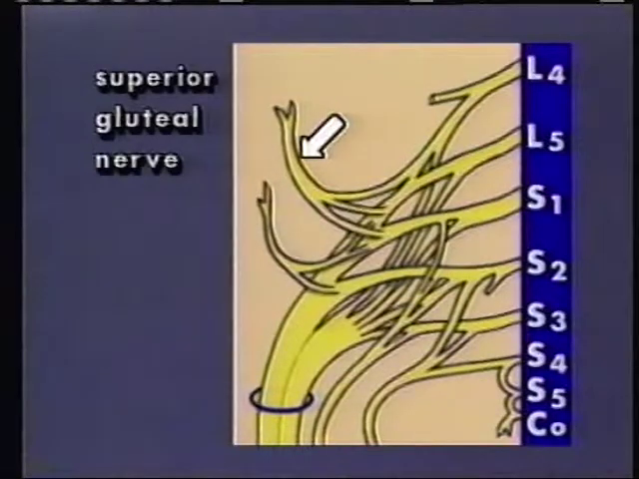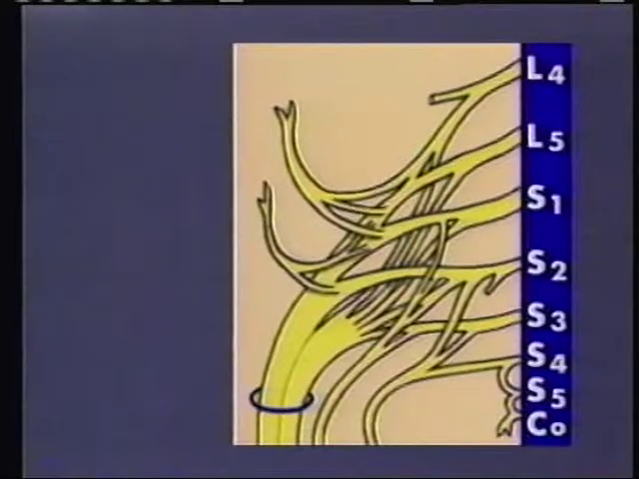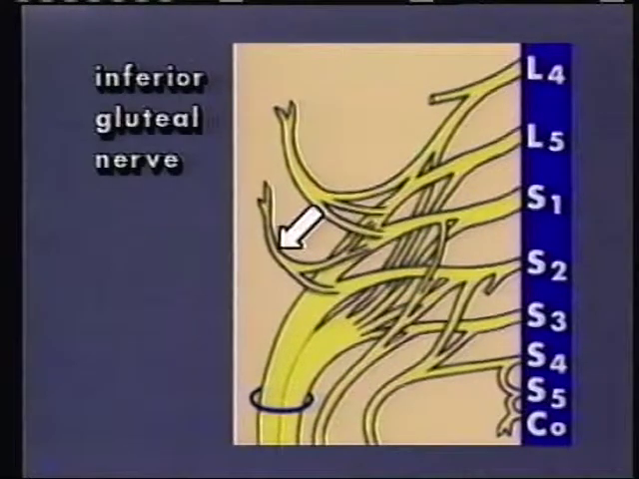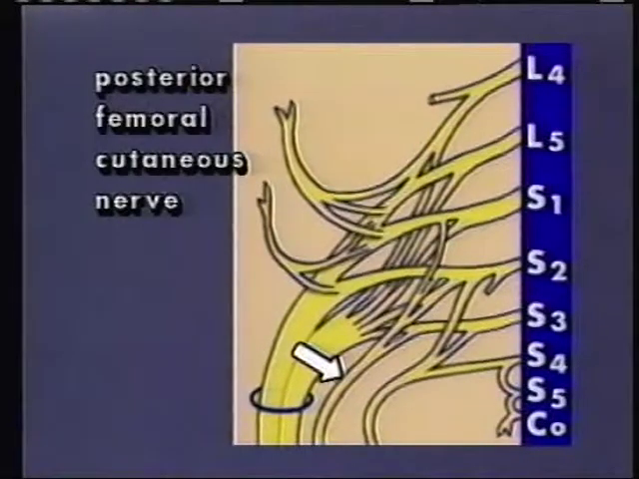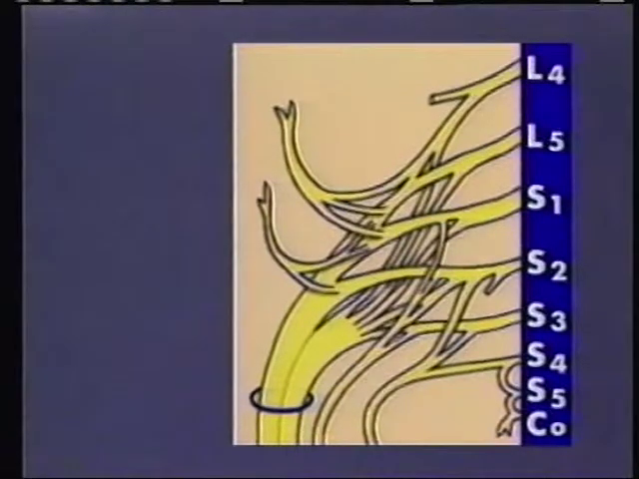The superior gluteal nerve from L4, L5, and S1, and the inferior gluteal nerve from L5, S1, and S2 furnish motor fibers to the gluteal muscles. A major sensory nerve, the posterior femoral cutaneous, arising from S1 through S3, distributes to the skin of the inferior gluteal region and the posterior thigh, popliteal region, and proximal leg.